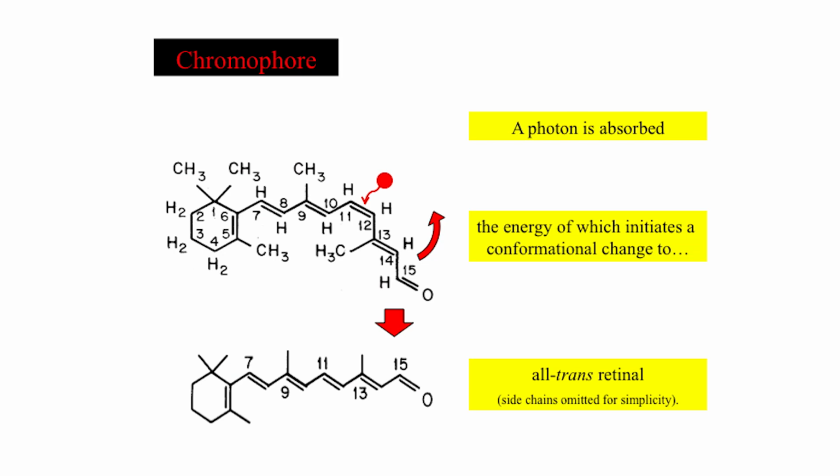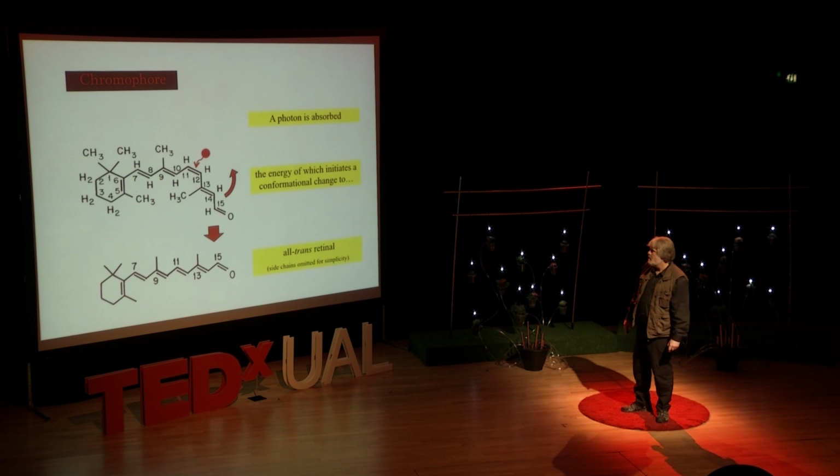So when a photon is absorbed, all that happens is the molecule straightens. It untwists. And that's the first step of the visual process. The change from 11-cis to all-trans. And that triggers the transduction cascade, which leads to vision.